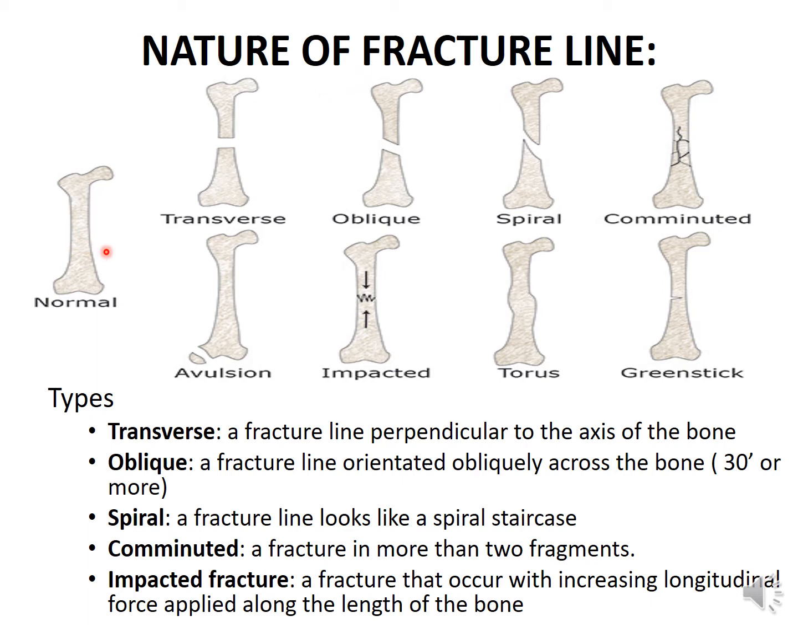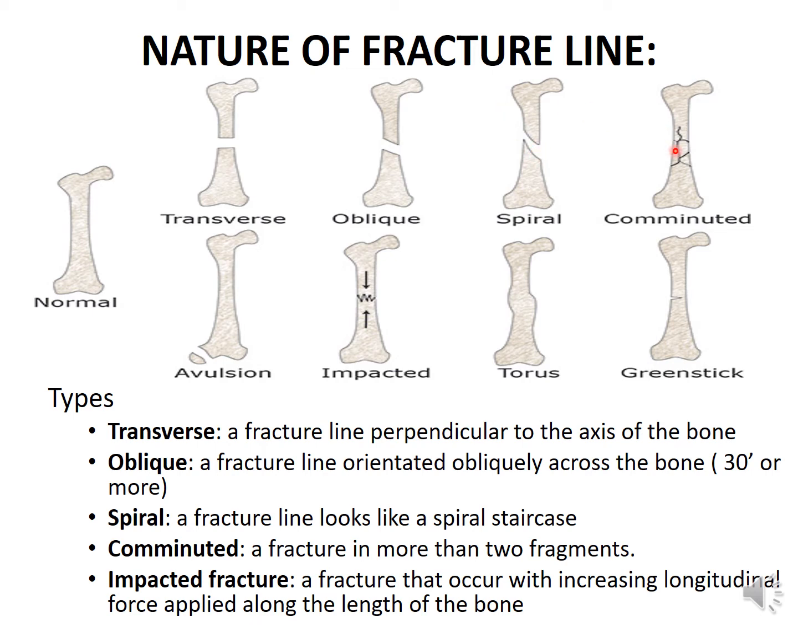Now the nature of the fracture line. So this is the normal bone. First is the transverse fracture line. This transverse fracture line is perpendicular to the axis of the bone. Second is the oblique. The oblique fracture line is oriented obliquely across the bone, at 30 degrees or more. Then the spiral fracture, which looks like a spiral staircase.